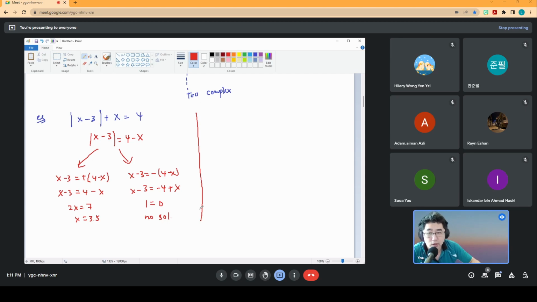Let's say, just a different way, what if we have two modulus signs? So modulus of x minus 3 equals to modulus of 4 minus x. What if you have two modulus signs over here? Of course we can split it into the combination of plus plus, plus minus, minus plus, and minus minus. Do you agree?